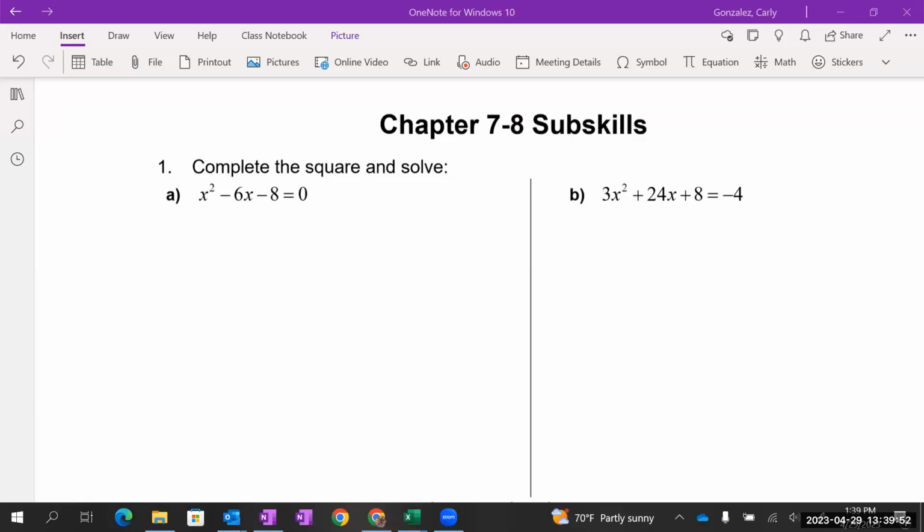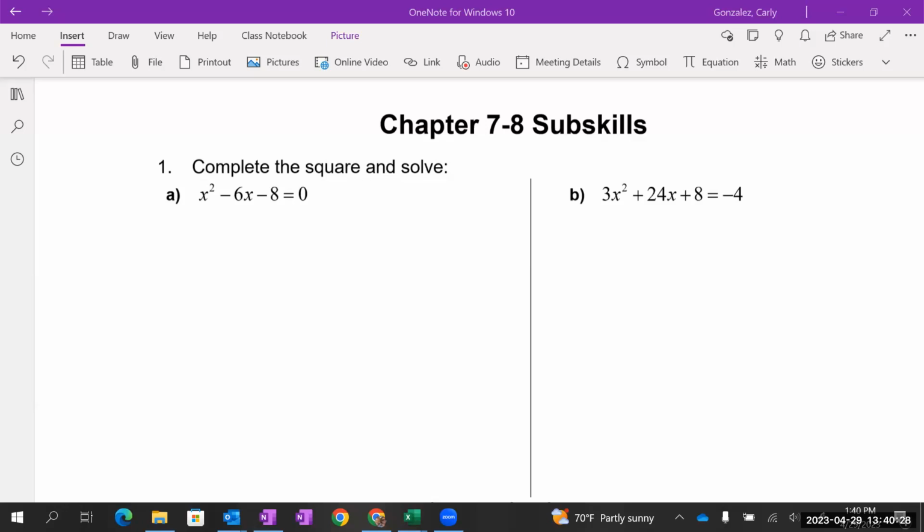Welcome to the Subskills video for chapters 7 and 8 in trigonometry. We will be solving quadratic equations using the method of completing the square. In addition, we will be given equations of circles in general form and complete the square to get the equation in standard form, which will allow us to graph the circle. So let's go ahead and get started.